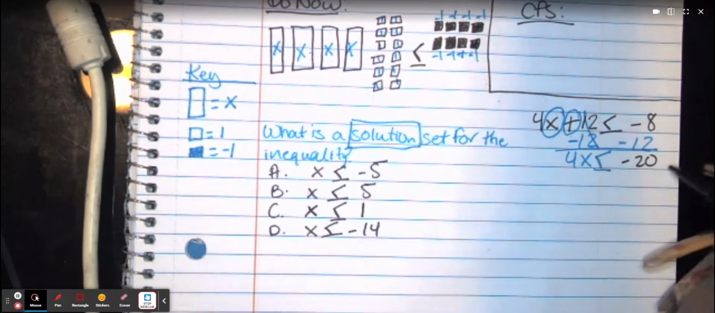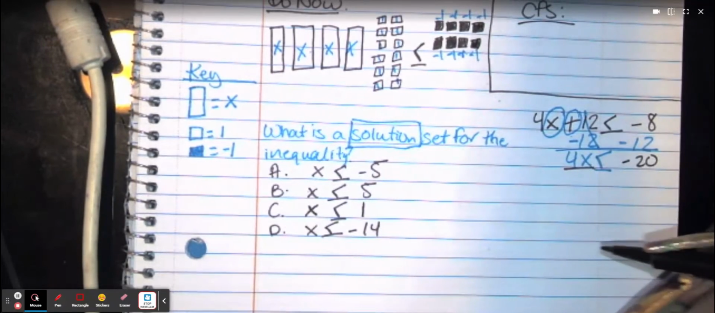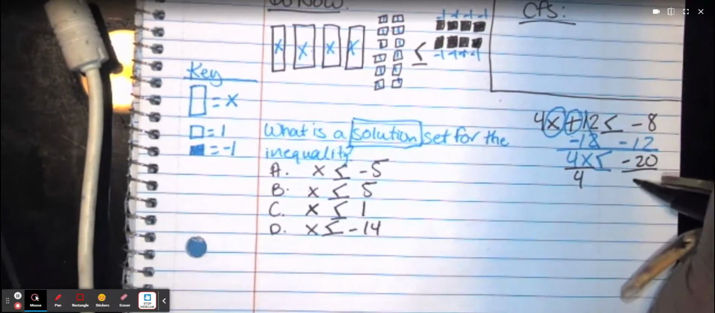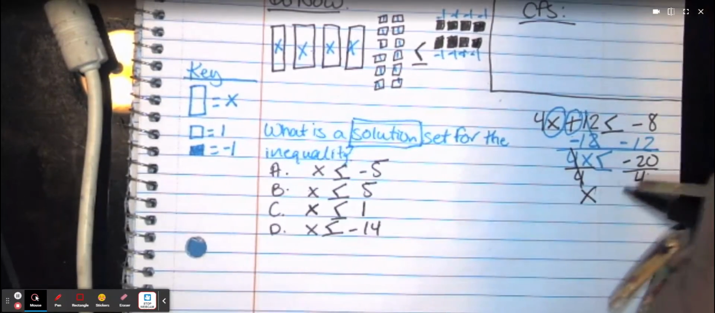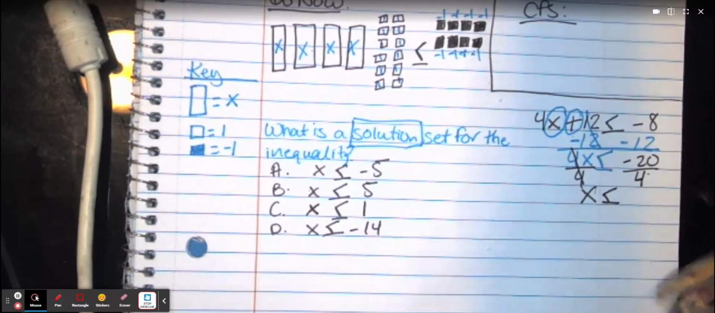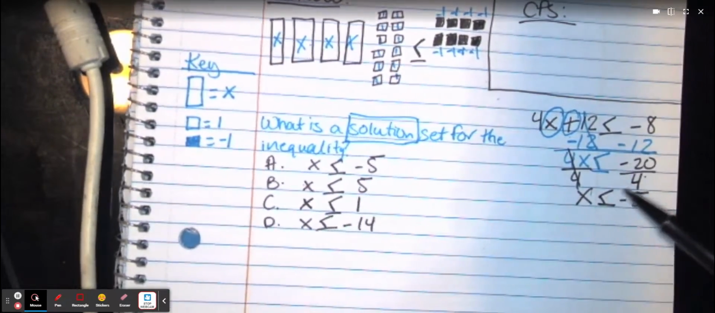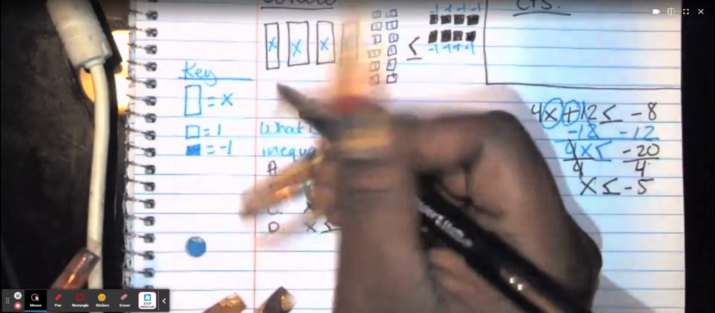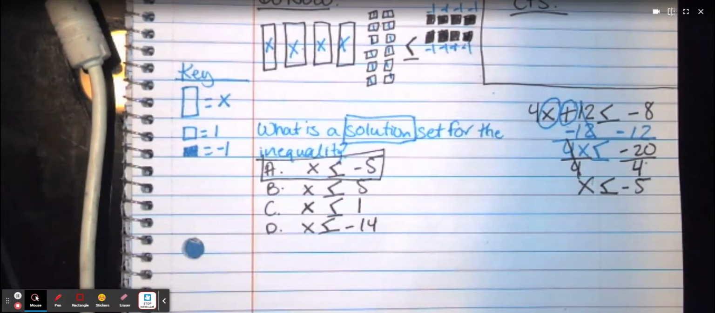Of course, I still need to get x on one side, a number on the other. So here 4 and x are multiplying. In order to undo multiplication, we do division. Divided by 4. So here, x is now less than or equal to negative 5, and the sign stays the same because we did not divide by a negative. So here is our inequality, and that is it for our do now.